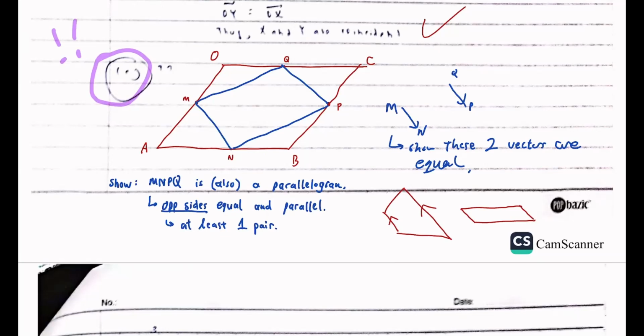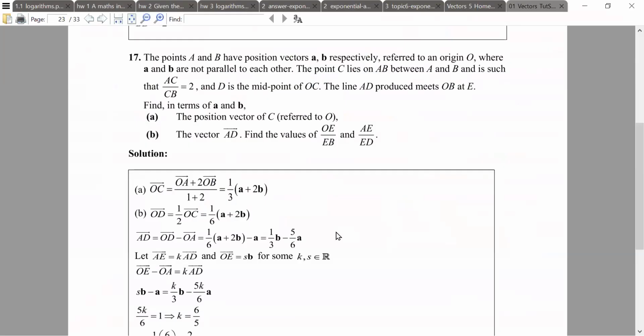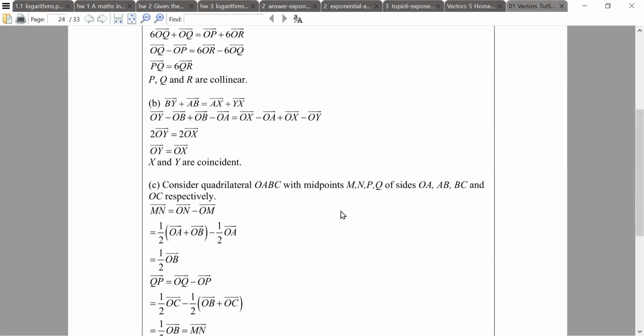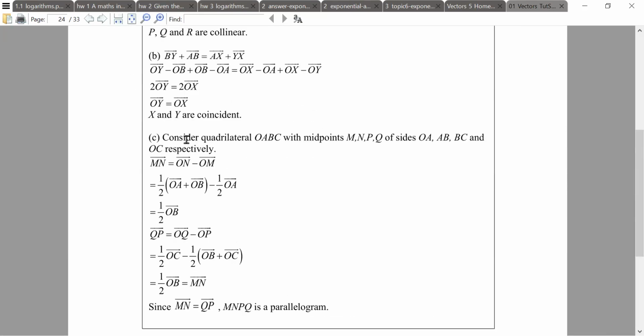Let's just take a look at the answer key now. Do you see the answer key? Yeah. So over here, they already told you this. So what is our goal? We want to show that vector MN is equal to vector QP. So what can we do?